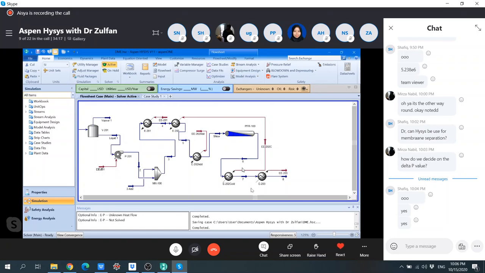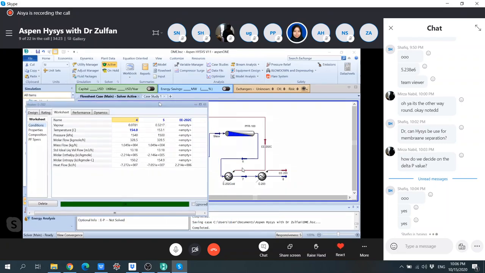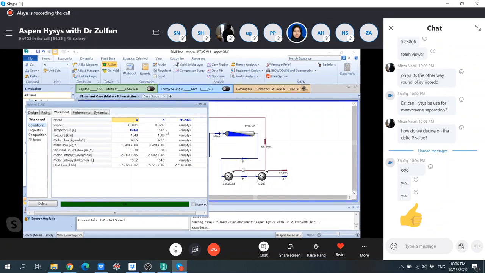So this E2O2, go back to that E2O2, because we are now... See now, what do you see? Very strange things, yeah? I'm not satisfied with this. Just 0.9 degree change in temperature. Yeah, what the hell? What happened? So what do you see? The temperature is very strange, which does not make any sense.